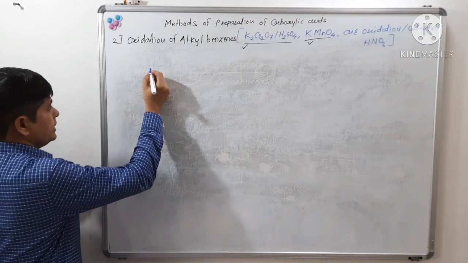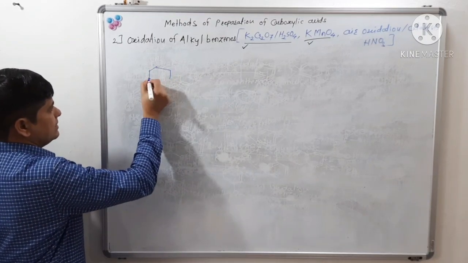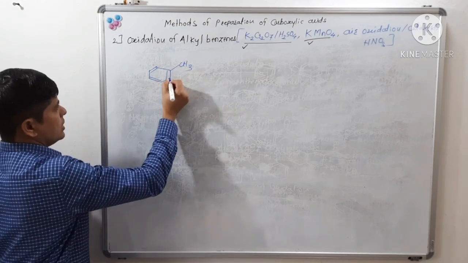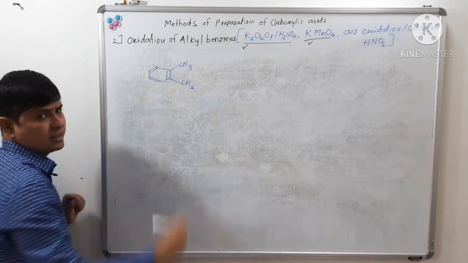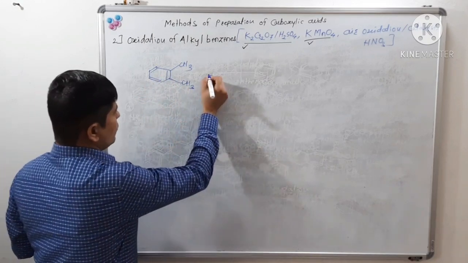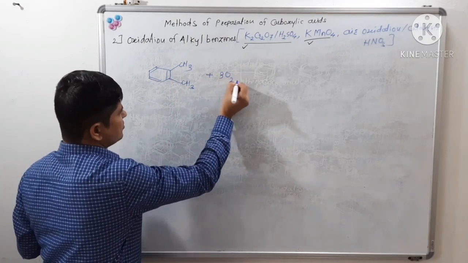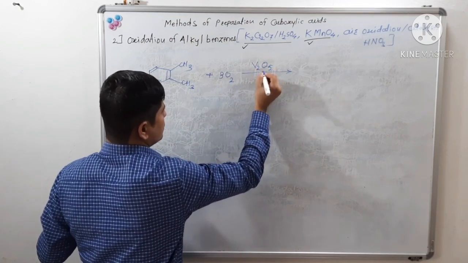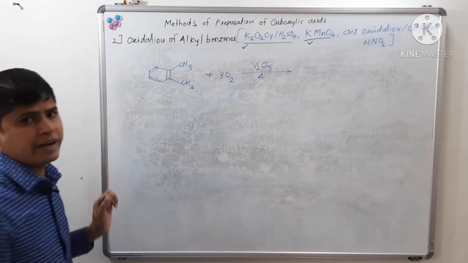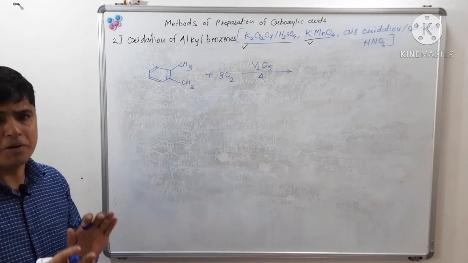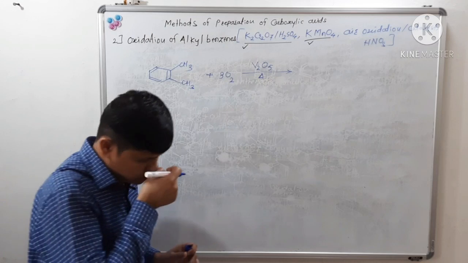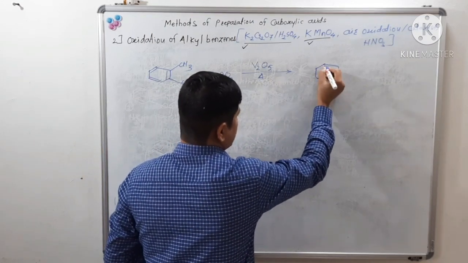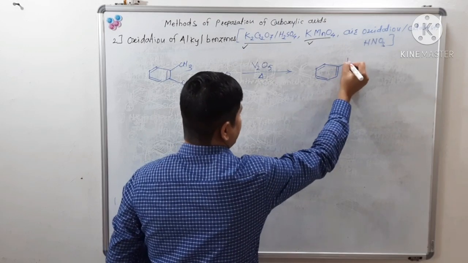For the industrial preparation of phthalic acid, orthoxylene is reacted with a vapor of vanadium pentoxide, a catalytic vapor of vanadium pentoxide. So what you will get here? We will get phthalic anhydride.